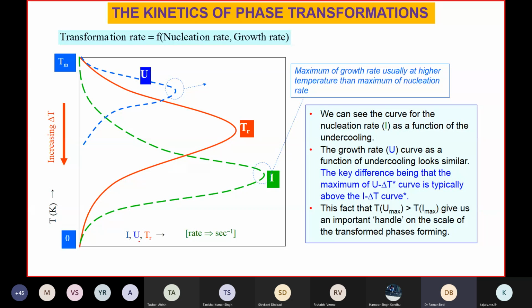What we are trying to plot here is temperature versus rate of transformation.